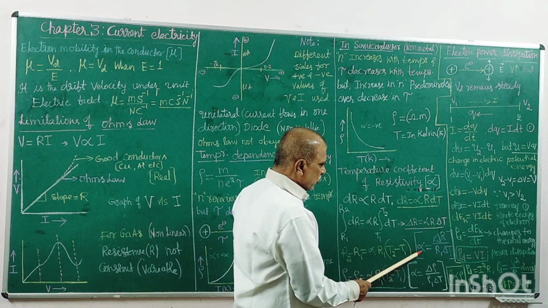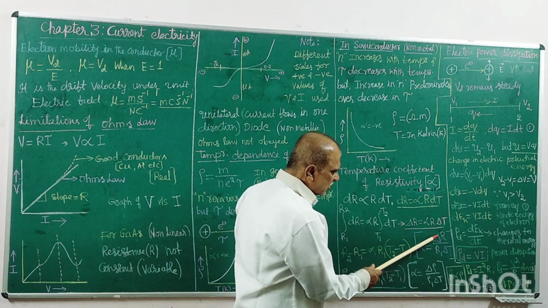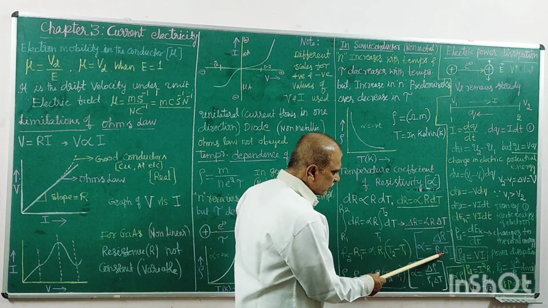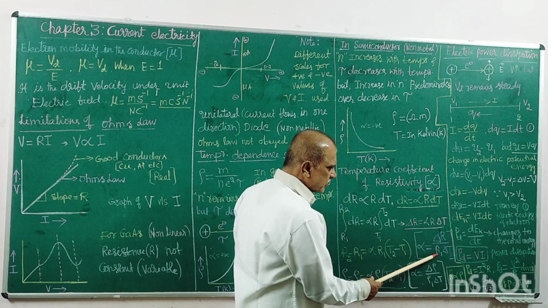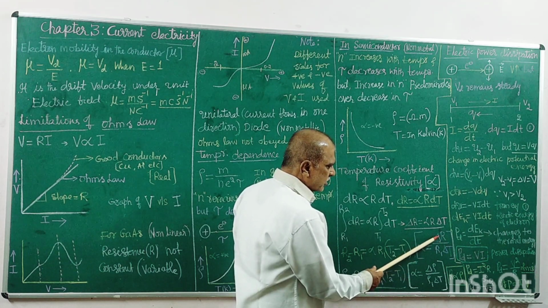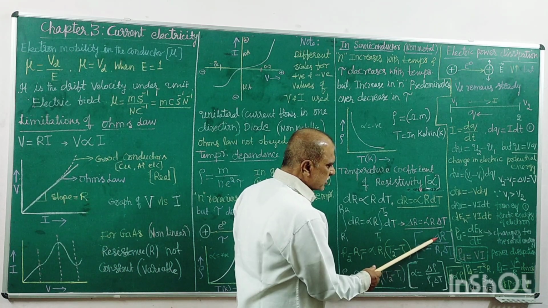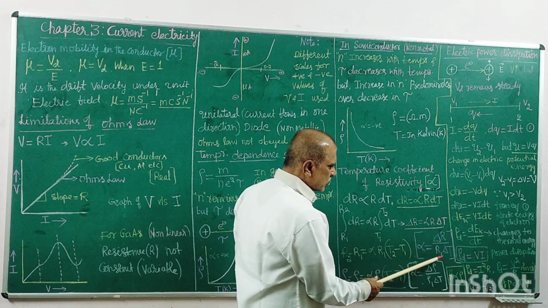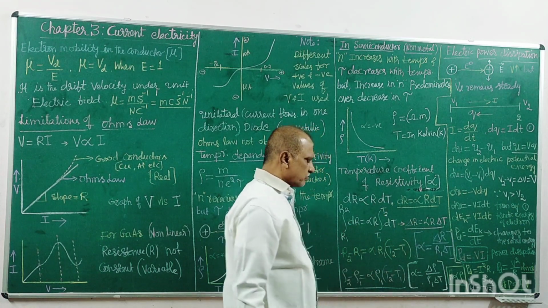So the temperature coefficient of resistivity is the rate of change of resistance with temperature with respect to its resistance. What is the increase in resistance with increase in temperature with respect to the initial resistance? That is the temperature coefficient of the resistivity.